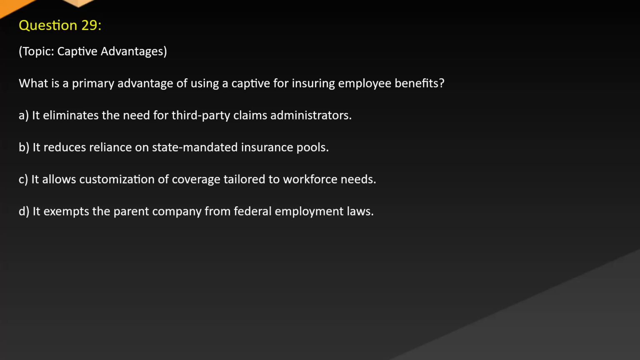Question 29, topic: captive advantages. What is a primary advantage of using a captive for insuring employee benefits? A, it eliminates the need for third-party claims administrators. B, it reduces reliance on state-mandated insurance pools. C, it allows customization of coverage tailored to workforce needs. D, it exempts the parent company from federal employment laws.